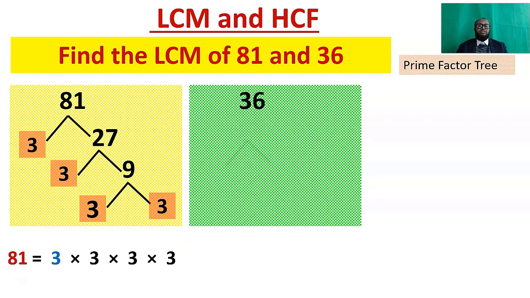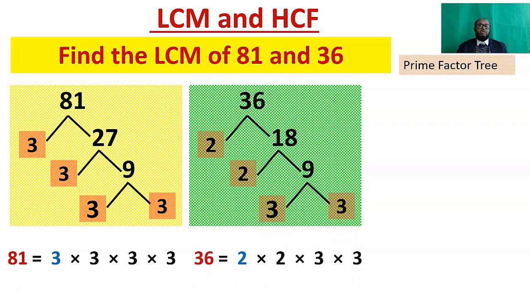And you get exactly something like this for 36. Divided by 2 is 18. Divided by 2 is 9. Divided by 3 is 3. So we write down 36 as a product of its prime factors. That's what we got. Now here, we're going to see what they have in common. And they have 3 times 3 in common, 9 in common.